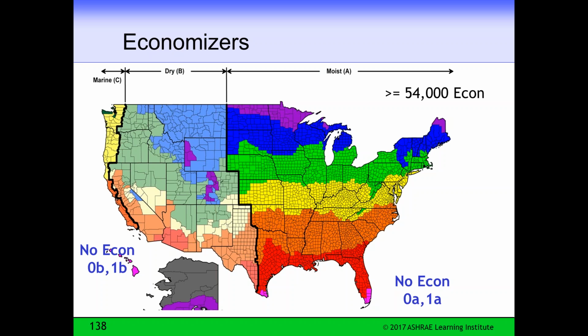on the 7th. So economizers are required for all systems that are bigger than 54,000 BTUs in every place in the world except for climate zones 0 and 1. In America, there are no 0 Bs or 1 Bs. There are 0 As and 1 As, and there's actually no 0 As in America either. There's 1A at the tip of Florida and at the tip of Texas.